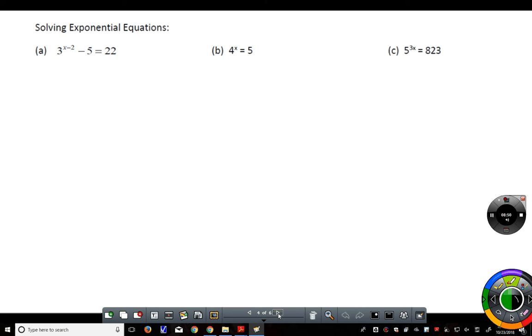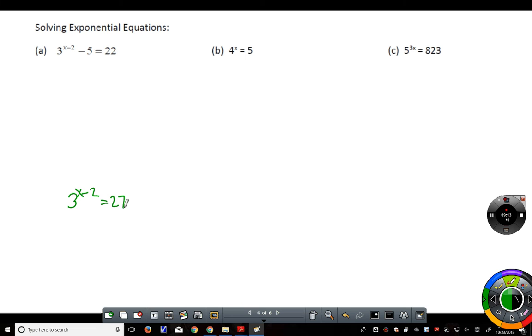So, for example, in A, if we were going to solve that, the first thing we want to do is get the 3 with the power on it alone. We want to isolate it. So we would add 5 to both sides, okay? So when you add 5 to both sides of the equation, we would get 3 to this power equals 27.